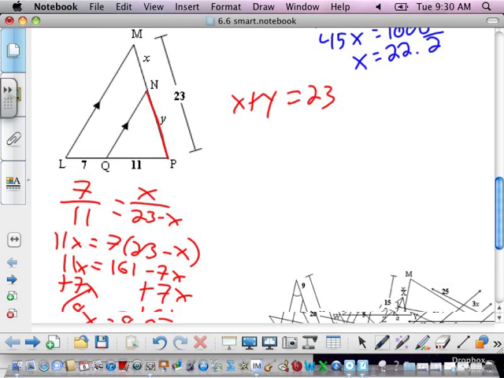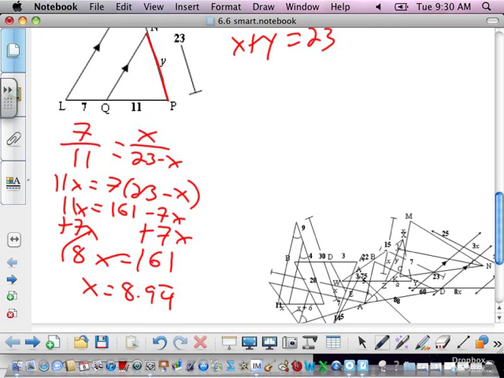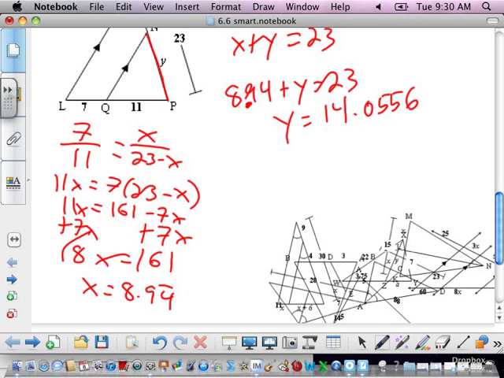And we know x is 8.94 repeating, plus y equals 23. So we got 23 minus 8.94. And so y equals 14.0556. She's like around that. Yeah.